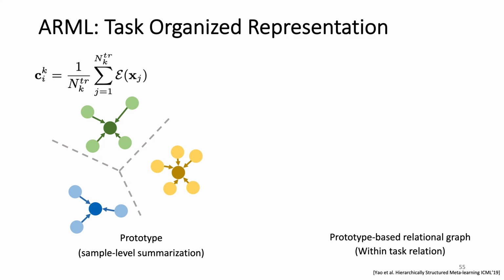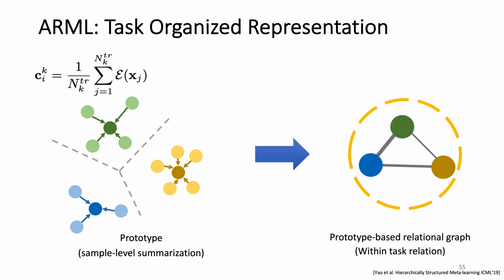Here we show the task-organized representation in AMO. First, we have training samples, and we want to construct the prototypes. Then, based on the constructed prototypes, we can construct a prototype-based relational graph. This prototype-based relational graph includes the knowledge of these prototypes, based on the prototype relations.